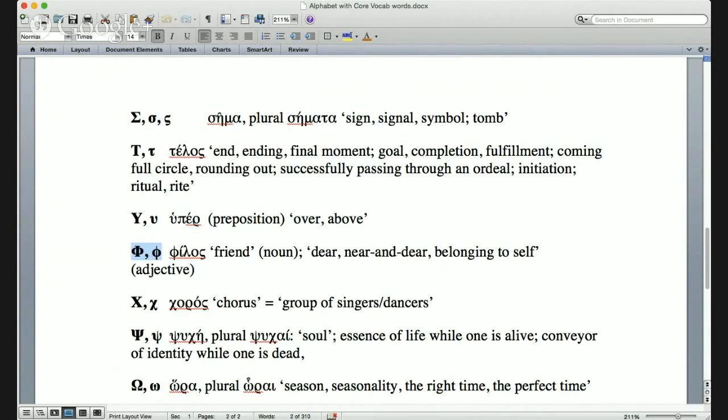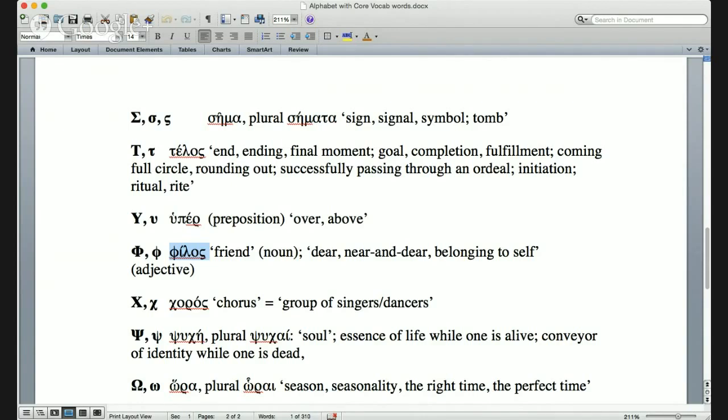I would call it phi, but you might call it phi. And it's traditionally transcribed PH. We will pronounce it just like an F sound. So it's a fricative. If you go way back, it would have been a P plus an H. But we'll do it as an F sound. And our core word is philos, which is a very important word in our core vocab.